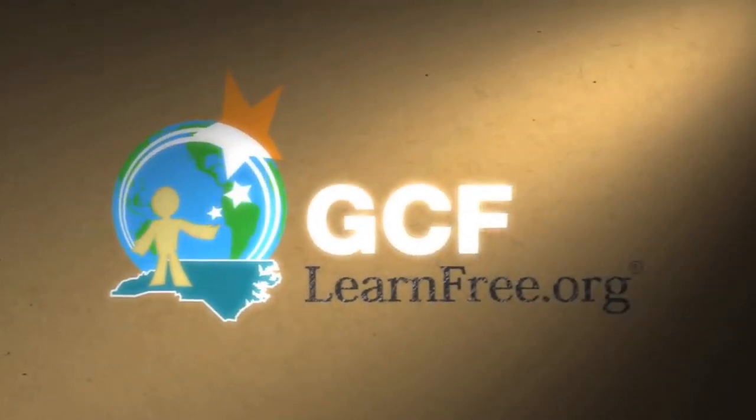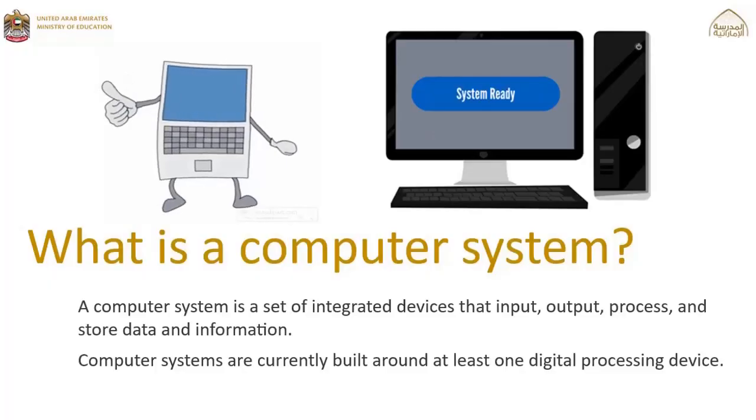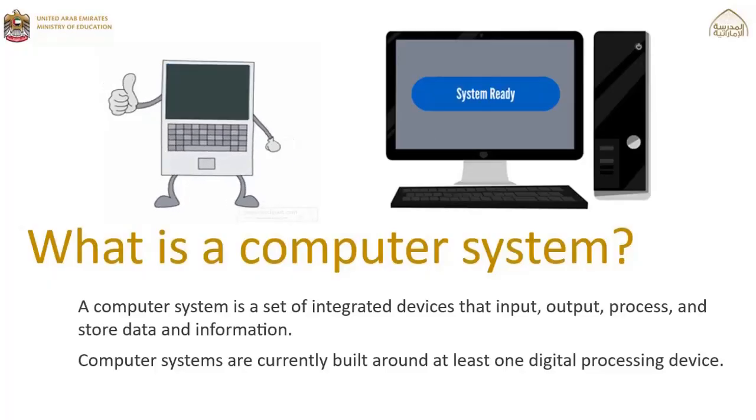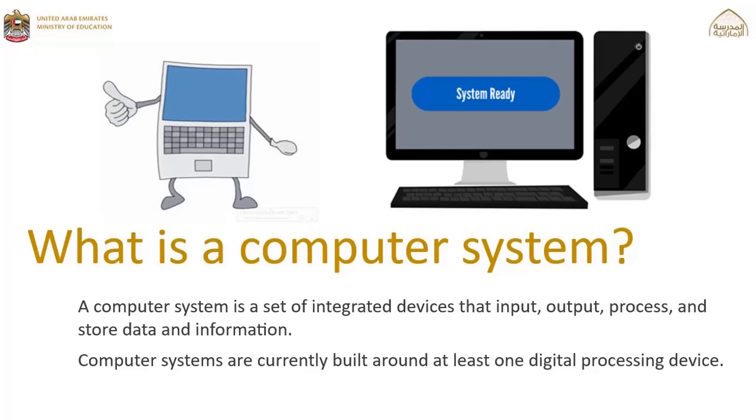Okay, I hope you like the video. And what is a computer system? A computer system is a set of integrated devices that input, output, process, and store data and information. Computer systems are currently built around at least one digital processing device.